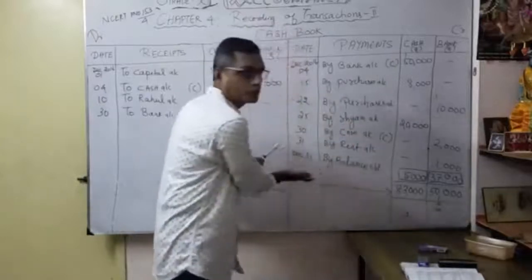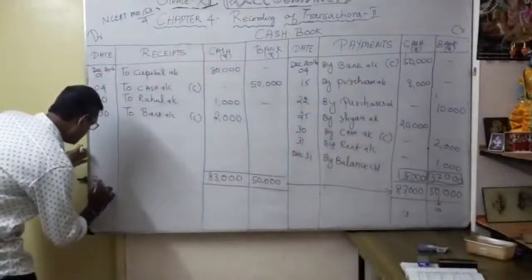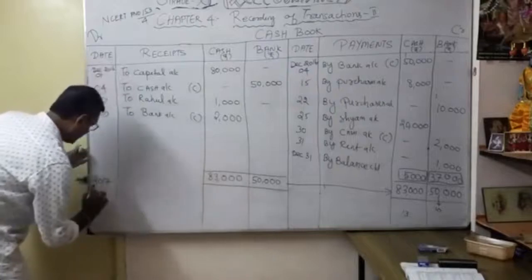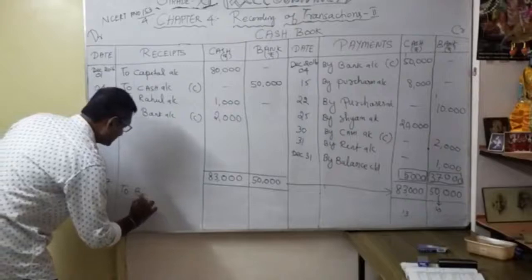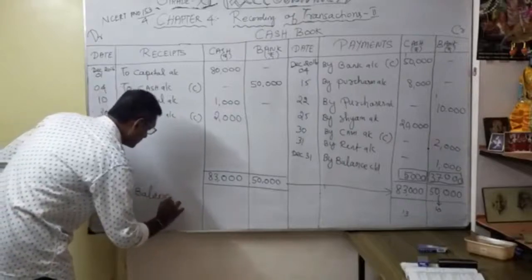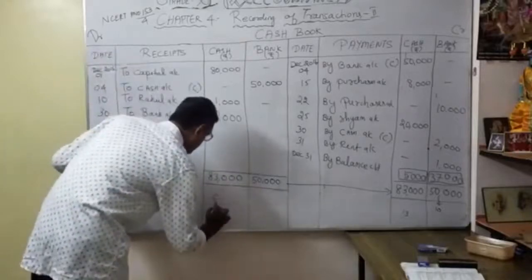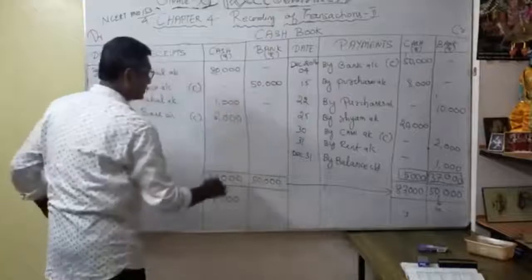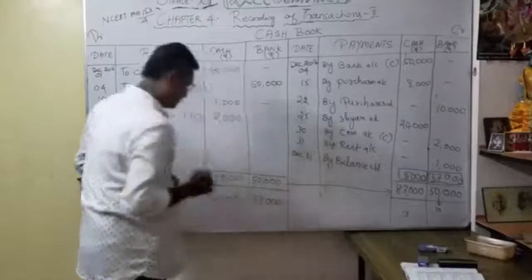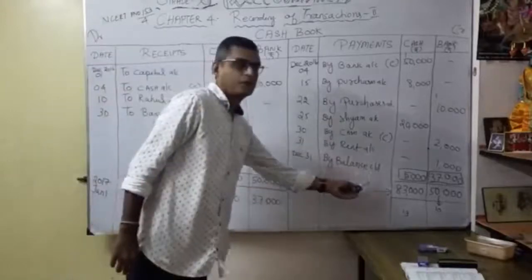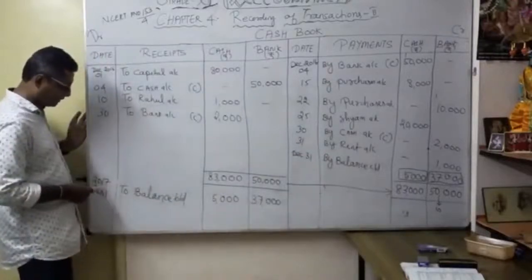Here, what we are going to do next, I carry over. See here, this is 2017, this year, correct? So I put Jan 1. To balance, brought down how much? Cash is 5,000, cash in hand, in my cash column. The bank is 37,000. Understood. That's what you always have to carry over to the next month. This is the opening balance for January 2017.